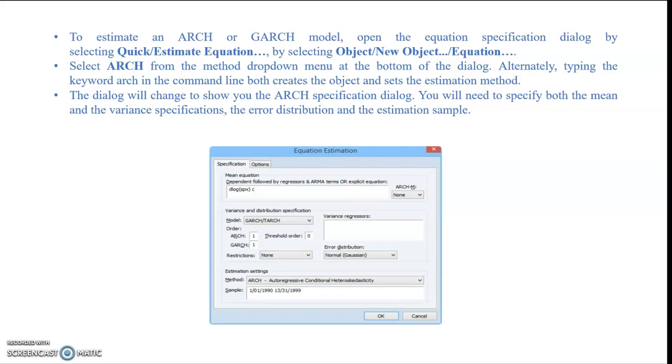The dialog will change to show you the ARCH specification dialog, and you will need to specify both the mean and the variance specification, the error distribution, and the estimation sample. So this is how you do this. So model is GARCH or TARCH, and here ARCH 1 and GARCH 1. So this is the simplest representation, and here is the dependent variable, that is the difference of the log of SPX. This SPX is a dependent variable and C is the intercept.